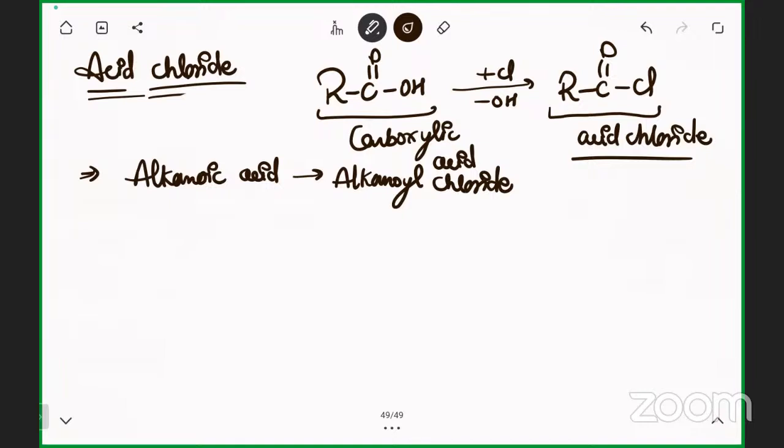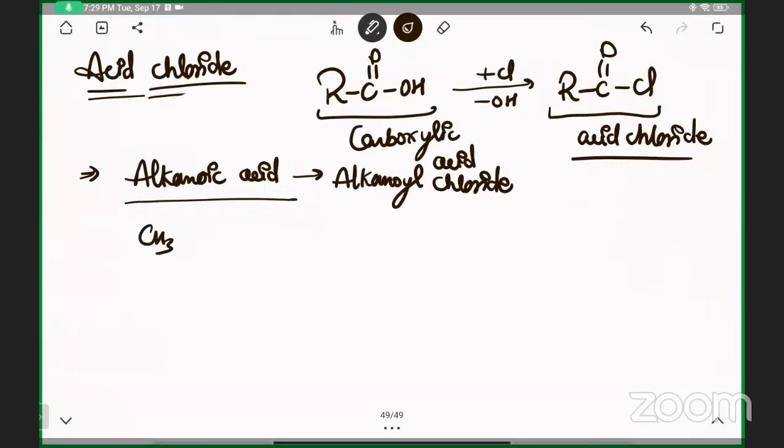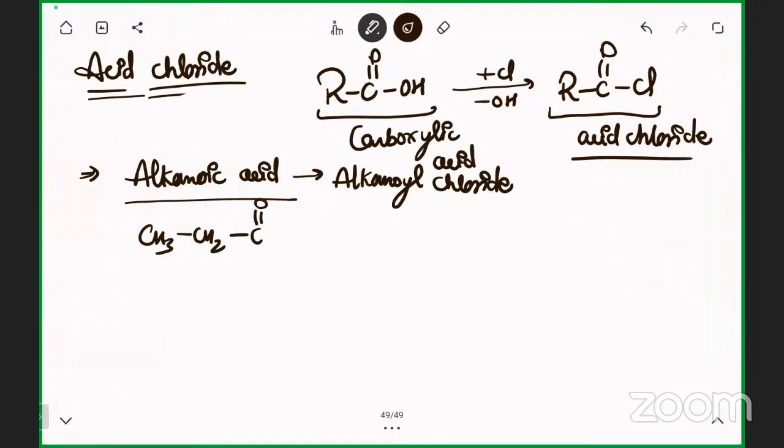Okay. So if ethanoic acid is present, it will be ethanoyl chloride. If propanoic acid was there, it will be propanoyl chloride. If butanoic, then butanoyl chloride. So for example, CH3, CH2, C double bond O, single bond Cl. First tell me, whoever is interested, from which acid this particular compound is made up.